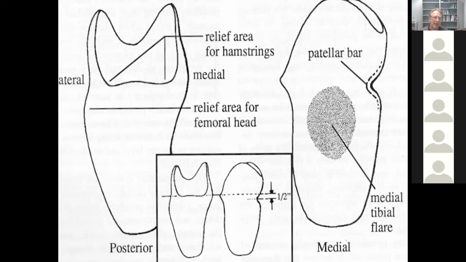Now, I just noticed, and I've been using this illustration for, this is the 14th year, a typo here. This should not be a relief area for the femoral head. This should be a relief area for the fibular head, right? Okay, so the fibular head goes here.